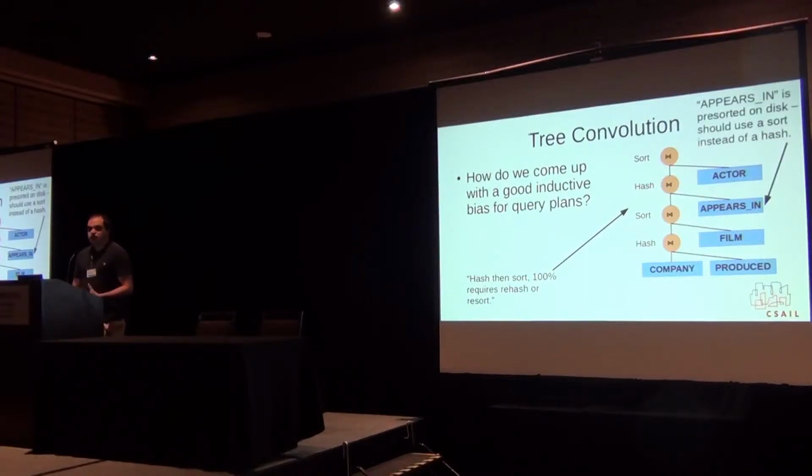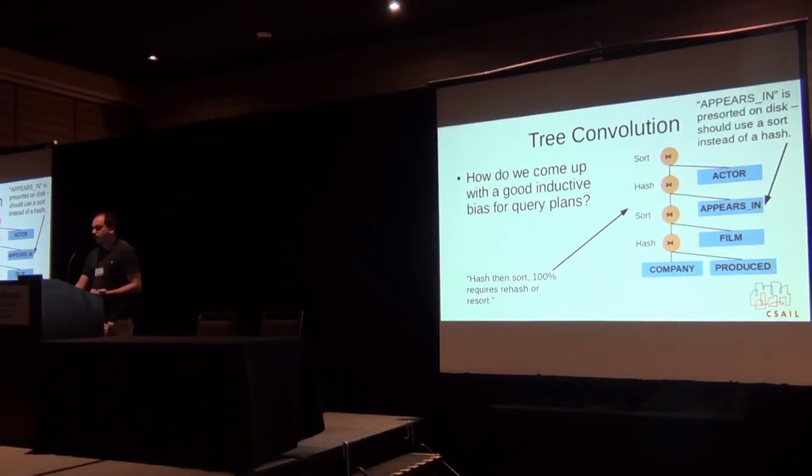Now, if you're a DBA and you're really familiar with this data, you might know that the appears in relation is pre-sorted on disk based on a key. If that's the case, then you probably know, oh, this thing's already sorted on disk, it's got this clustered index, it probably shouldn't be going into a hash join, it should probably be going into a merge join.